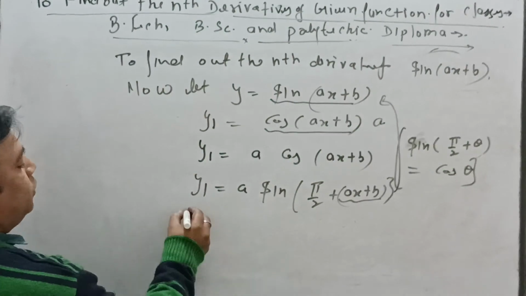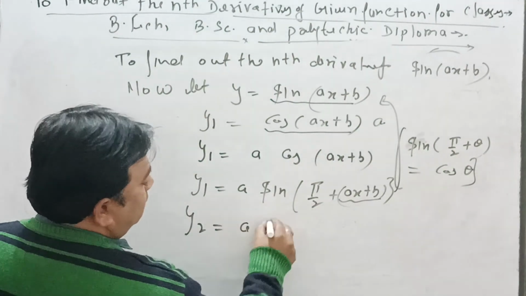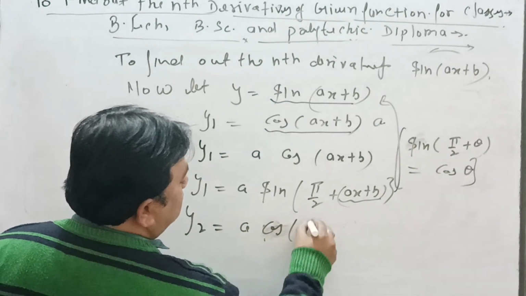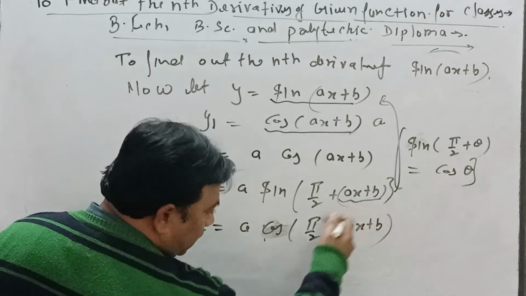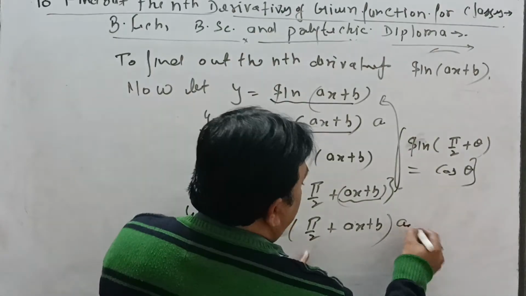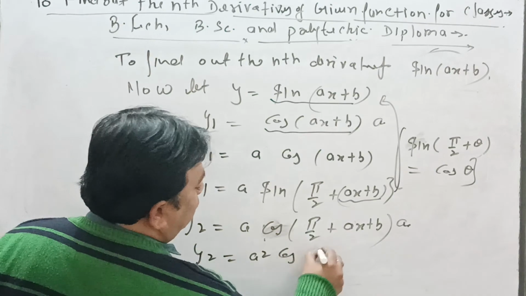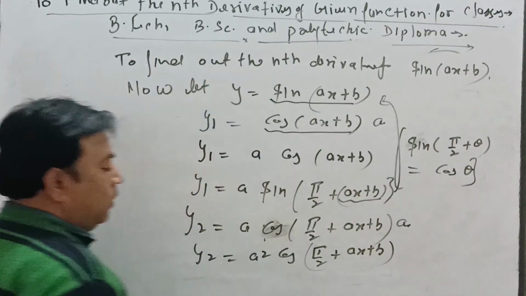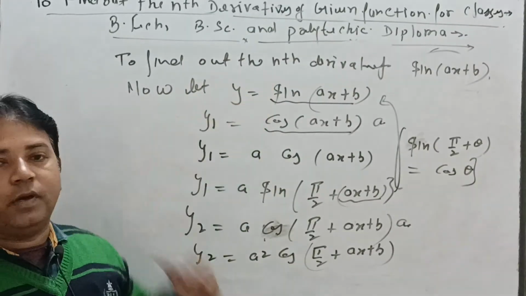Again differentiating with respect to x for y2, we get a times the derivative, which is cos(pi/2 + ax + b). Again differentiating, the constant is 0, and again we get a. So you write the value of y2 = a square cos(pi/2 + ax + b). Again you change cos theta into sin theta, the initial function.